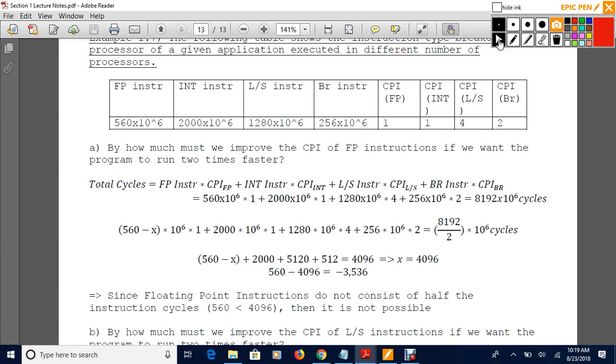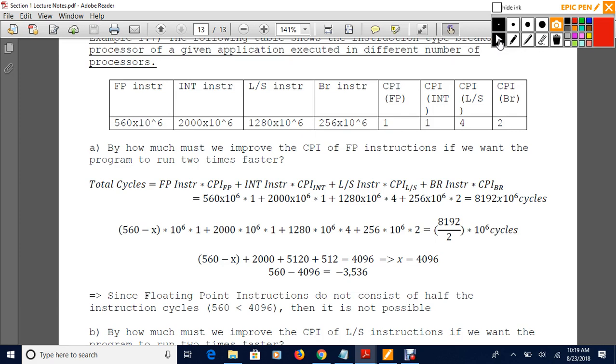And I need to reduce the entire program by half. So half of 8,192 is 4,096. Exactly, which means, I heard you all whispering it, not possible. Exactly right. You only have 560.